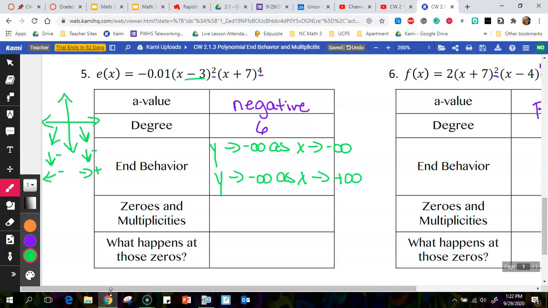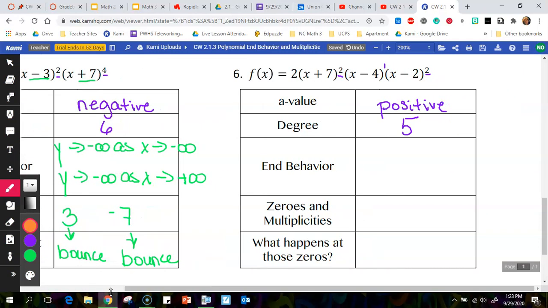Zeros and multiplicities, +3 and -7. What does it do? This is even, so this is a bounce. This is also even, so this is also a bounce. So what would this graph actually look like? Well, let's see. If this is -7 right here, and let's say this is +3 right here, it would come up here and bounce at the -7. It would come back up and bounce again at the +3, something like that.